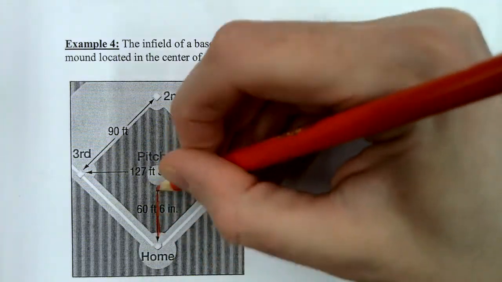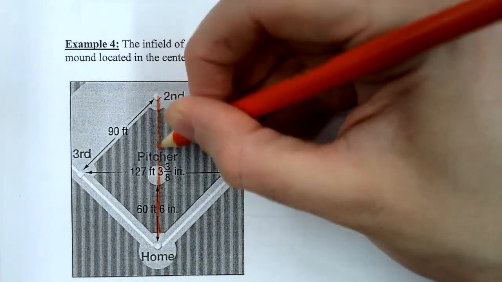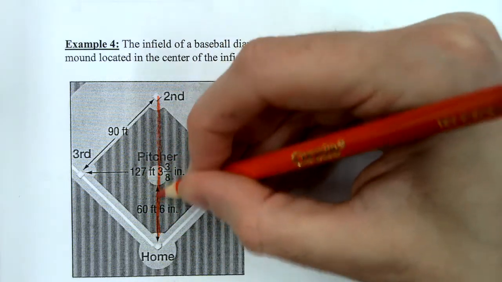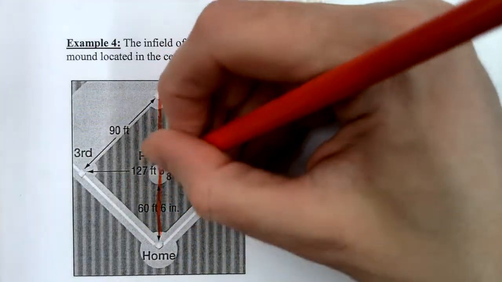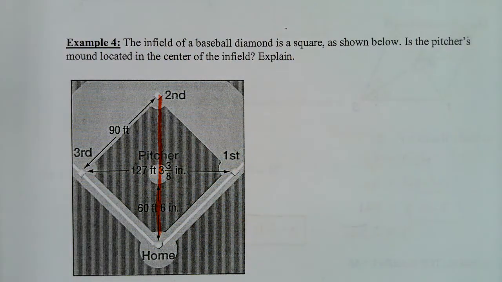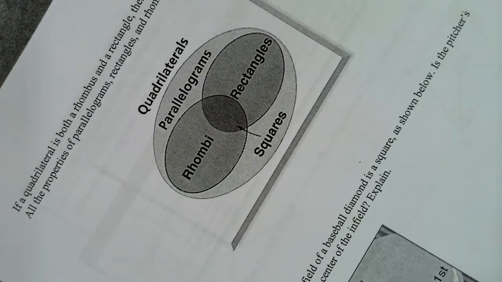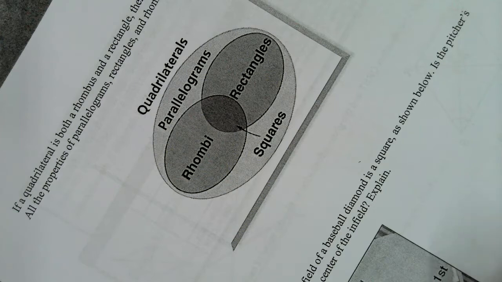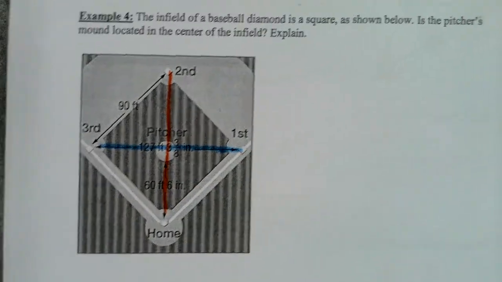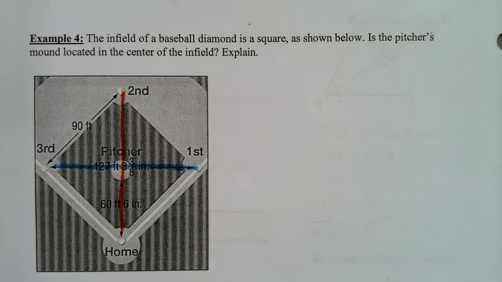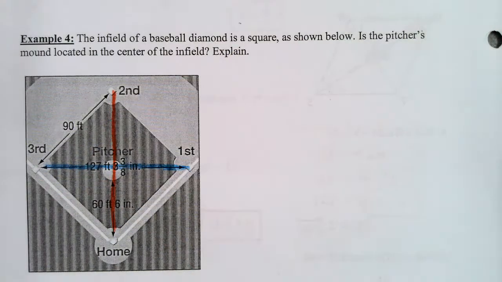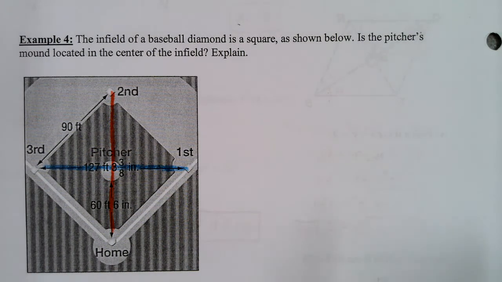Let me see if I can add some color to help us out. So that red segment, that red diagonal, should be the same as this blue diagonal I'm going to draw. Since we have a square, the two diagonals should be congruent because that's true for rectangles, and everything that's true for a rectangle is true for a square. So those two diagonals should be congruent if it's in the center.